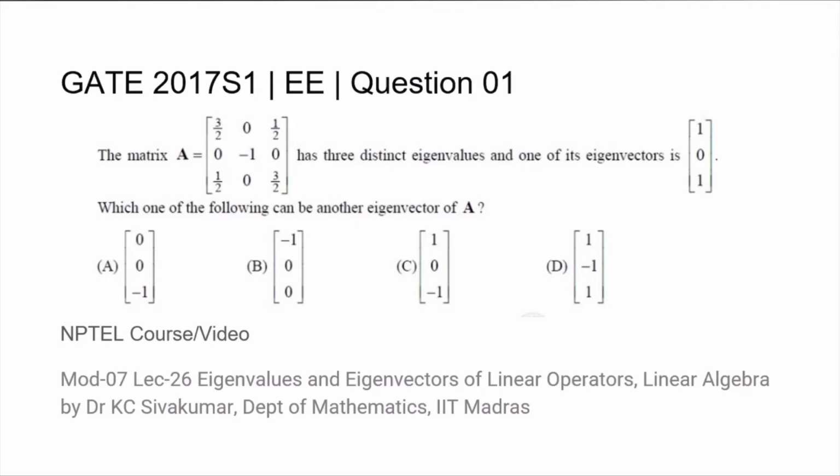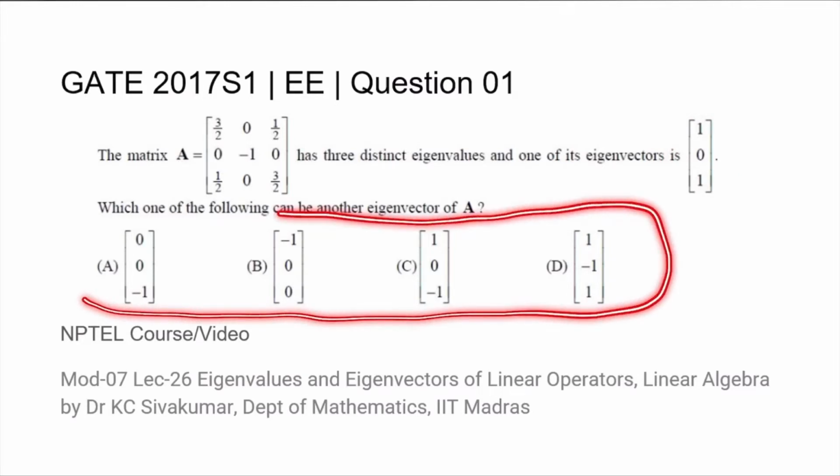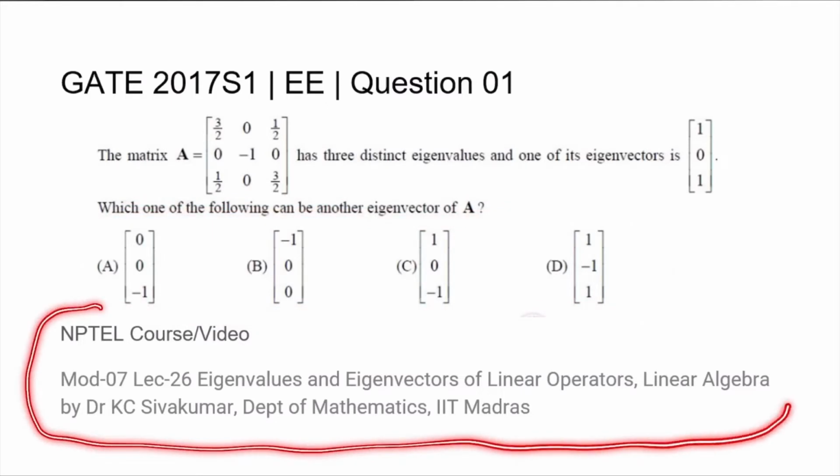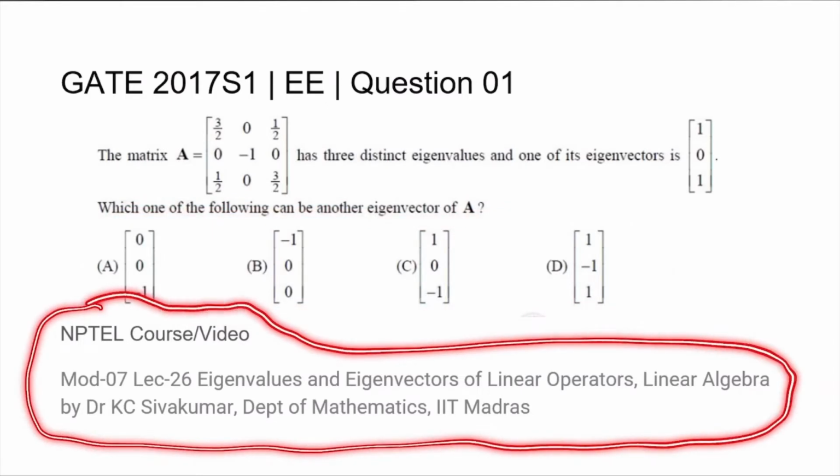This is question 1 from the GATE 2017 session 1 WE paper. This question has to do with eigenvalues of a matrix A, and given that one of its distinct eigenvectors is (1, 0, 1), which of the following four can be an eigenvector of A? Underneath the question, you will find the title of the NPTEL course or video relevant to this topic.